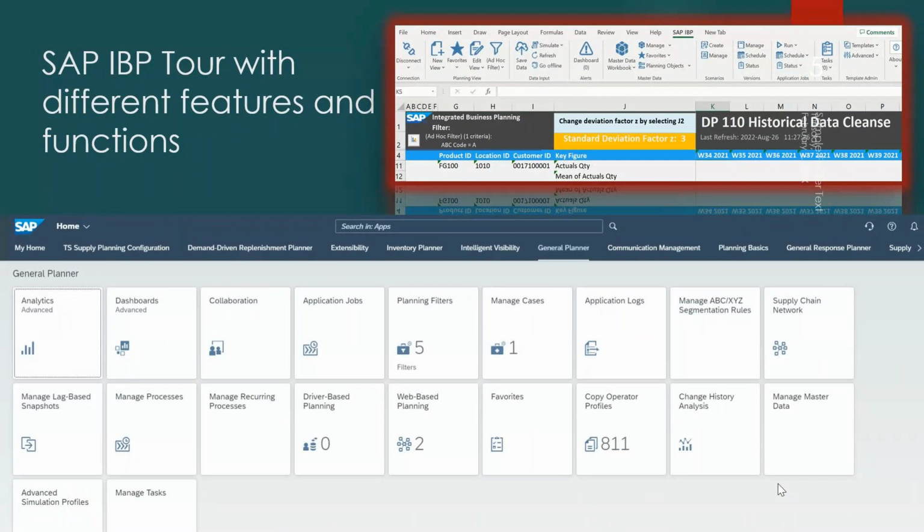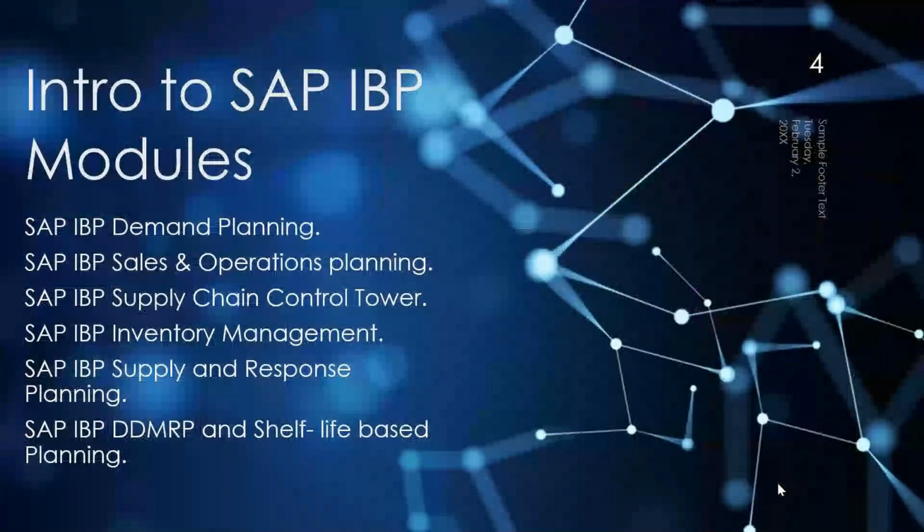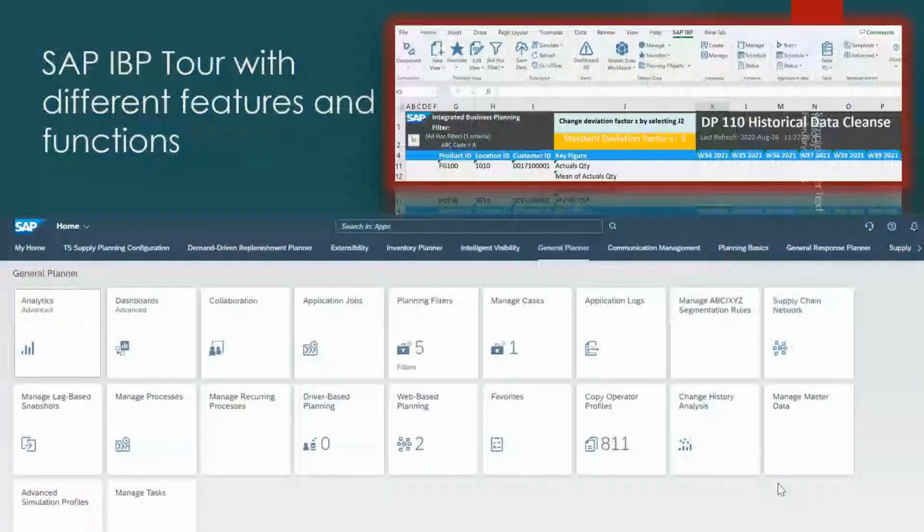SAP IBP, if you all observe on the screen, we will also realize in the system, people. It has different modules like SAP IBP for demand planning, supply chain control tower, inventory, and also supply and response. There are associated different applications or features available which can be used by the planner. So how do we realize how grouping is doable? If a client has a situation of using more than one module, how is he going to realize that?